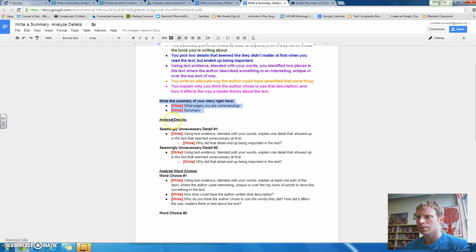When you analyze details, analyzing those details is going to start like this. What you're going to do is you're going to go back and think about the text and think about a place in the text where there was a detail that at first seemed like it was unnecessary. It seemed like there would be no purpose to mention a detail like they mentioned. And then think about how that detail became important over the course of the text. Now, not every detail that seems unnecessary actually ends up being necessary. Some of them are just unnecessary details.